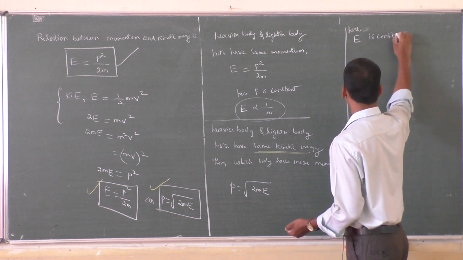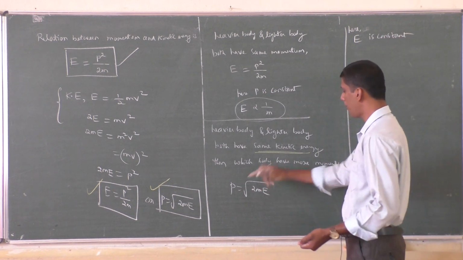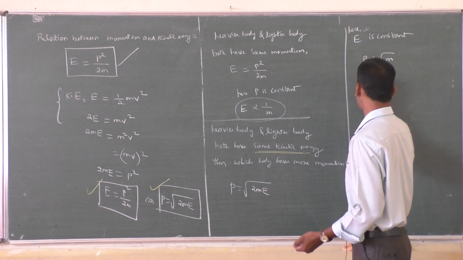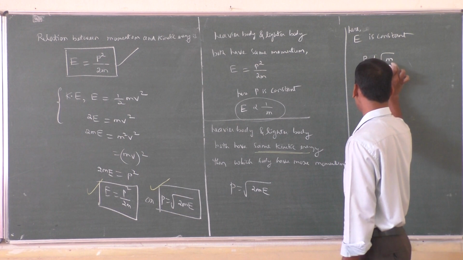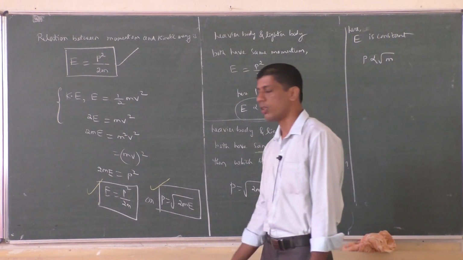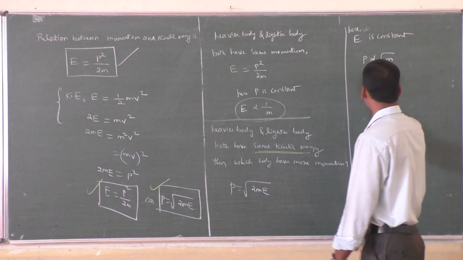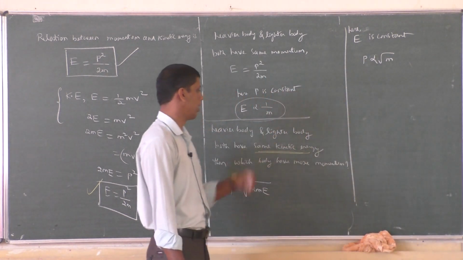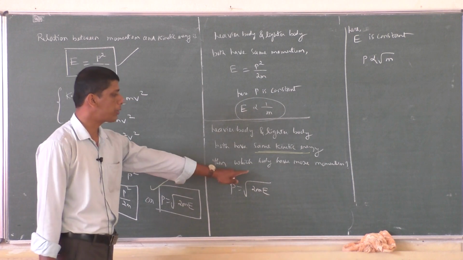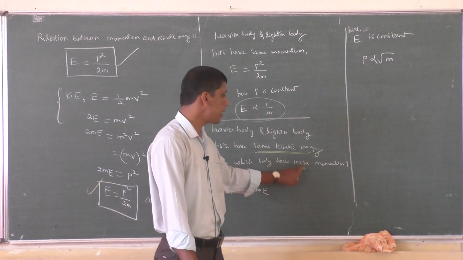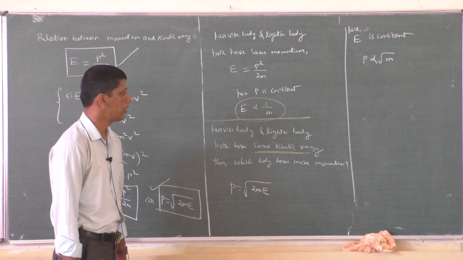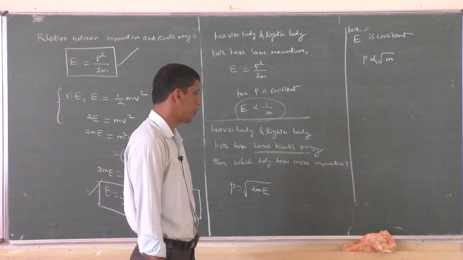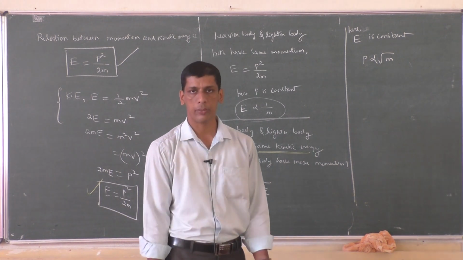If E is constant, then momentum is decided by the mass of the body. Momentum is directly proportional to root m. If m is more, then momentum is also more, isn't it? Therefore the heavier body will have more momentum and the lighter body will have less momentum. So in this case, if asked which body will have more momentum, the heavier body will have more momentum. In this way we can determine which body will have more momentum or which body will have more kinetic energy.